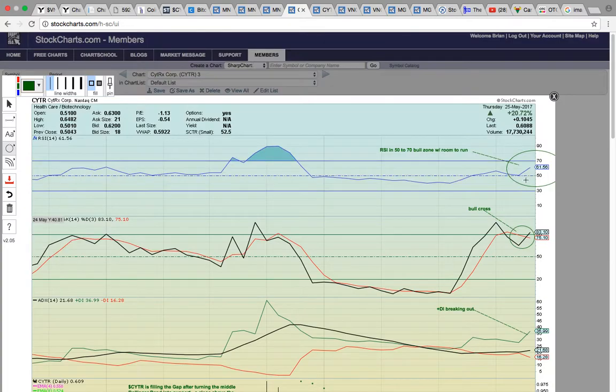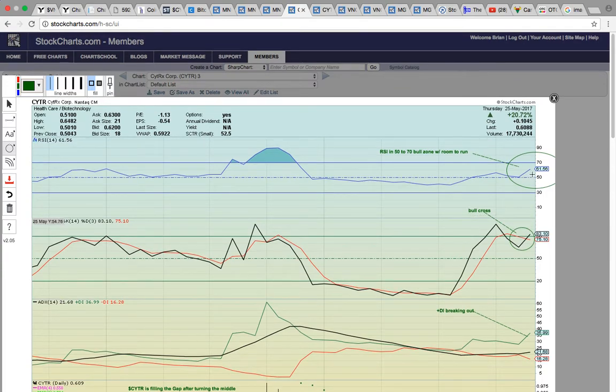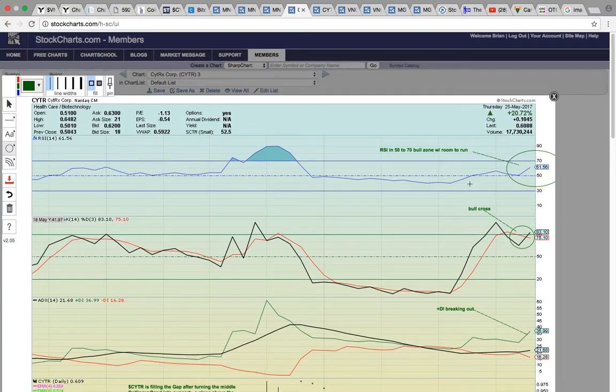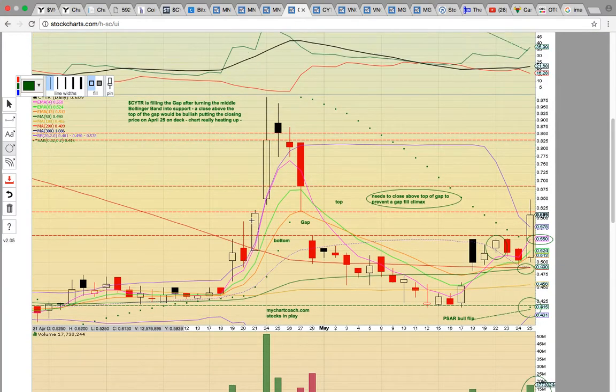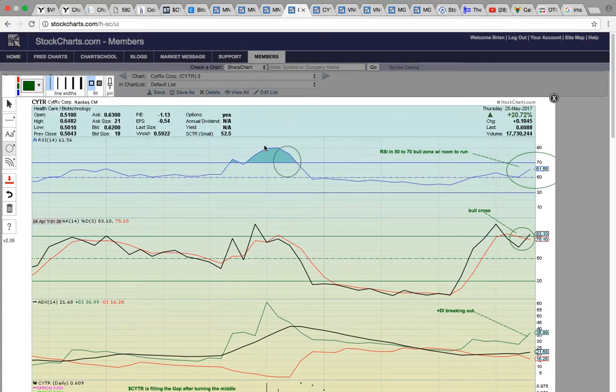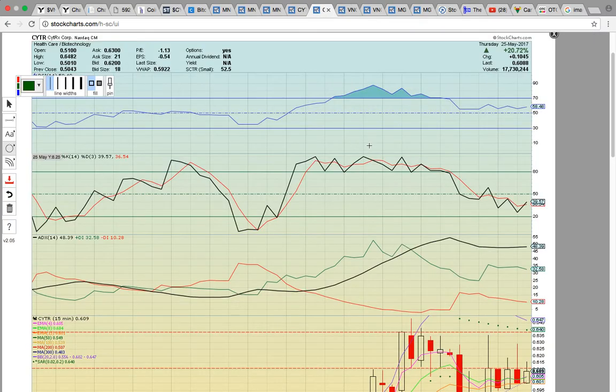You've got plus DI breaking out. You've got a bull cross on Fasto. It is breaking into 80. We'll see if it can head higher in the overbought power zone. RSI looks good at 61. It's not overbought until 70. And if you look back here when CYTR made this big run back in April, it did head higher above 70 on RSI, so that's a signal that there is more juice in the tank to push higher.